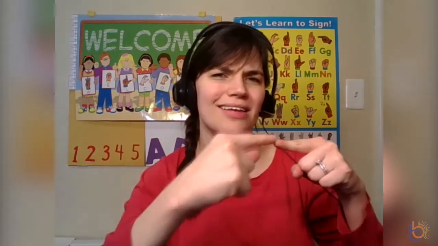So you can sign what or what. To sign where, hold your finger up and wiggle it back and forth. Where, where. To sign when, hold one finger out and move the other finger in a circle and land on it. When, when. To sign why, touch your head with your middle finger and then pull it down until your hand makes a Y shape.